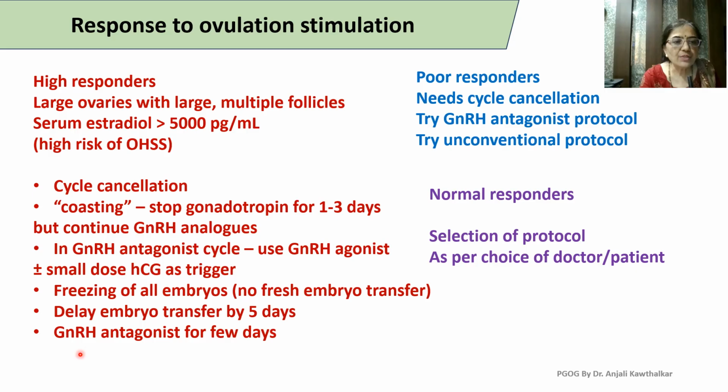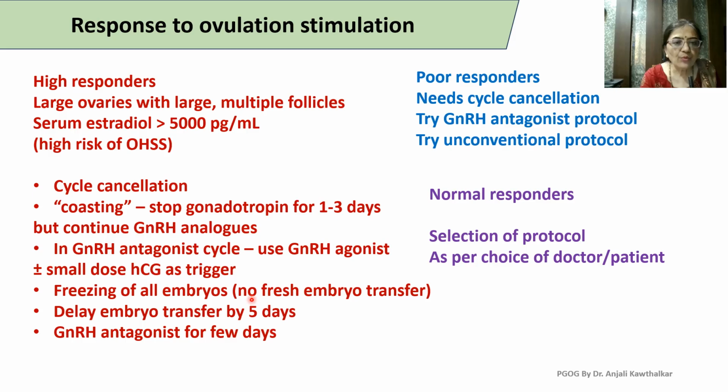The various options which are used are either cycle cancellation or coasting. What we mean by coasting is to stop gonadotropin for 1 to 3 days, giving a gap in gonadotropin administration for 1 to 3 days, but continuing the GnRH analog. Or, in a GnRH antagonist cycle, using a GnRH agonist instead of hCG, or we can add a small dose of hCG to the GnRH agonist for the final stage of oocyte maturation.